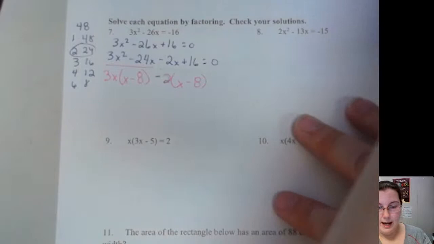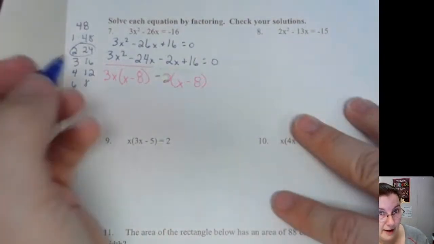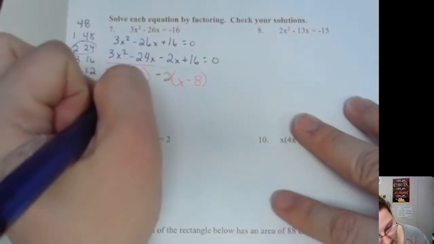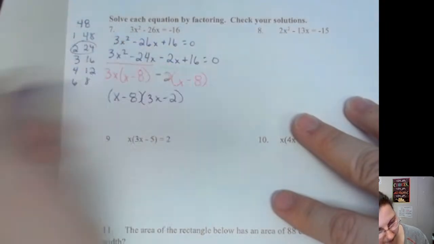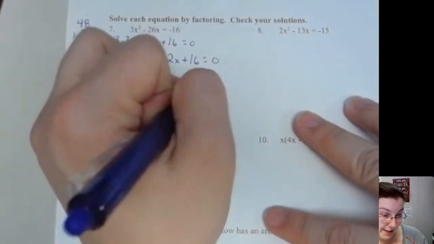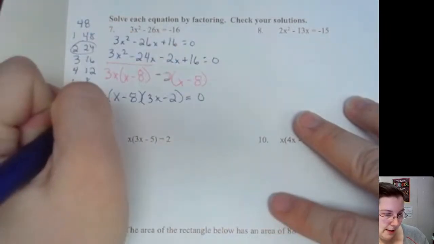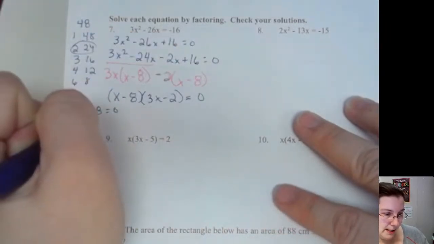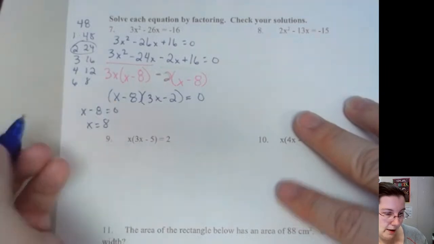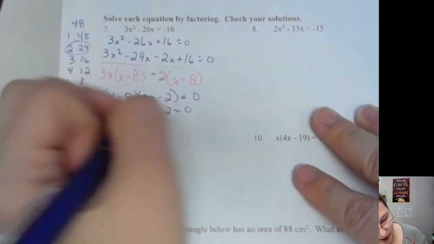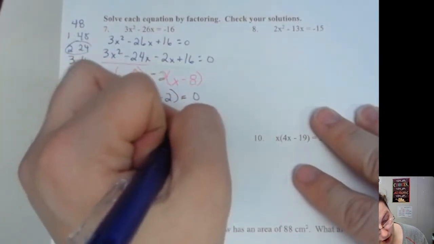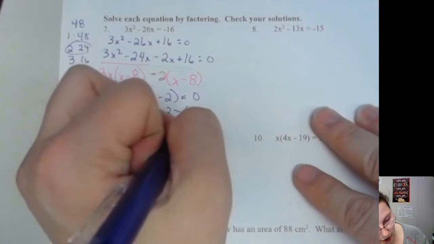All right, so now rewriting this with my greatest common factor, I have x minus 8 times 3x minus 2. So now if we set it equal to 0, if we're solving x minus 8 equals 0, that means x is going to equal 8 on this one. And over here, 3x minus 2 equals 0, so 3x equals 2. So x is going to equal 2 over 3.